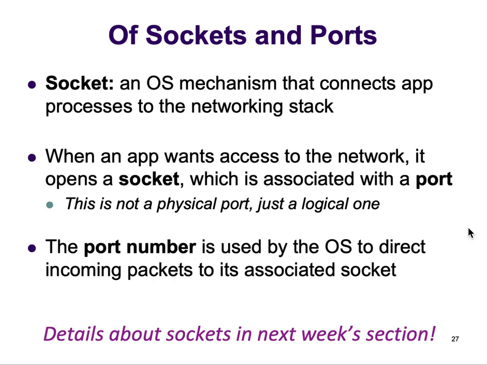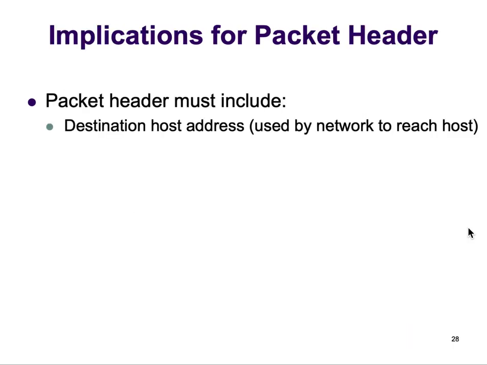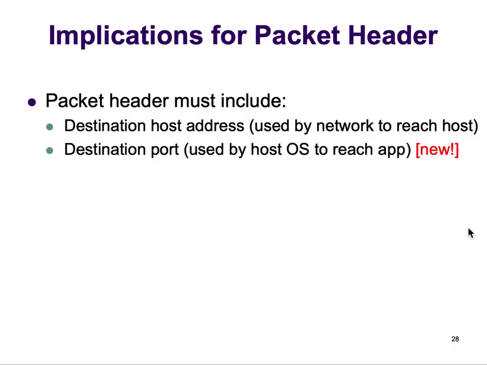What I do want to focus on in this lecture, however, is the implications for the packet header. So far, we've said that a packet has to contain the destination address. Right? This is the information the network needed to get that packet to your end host. Now I'm telling you that the packet should also contain a destination port. And this is used internally within your end system by the OS to know which application to hand the packet to. Any questions?